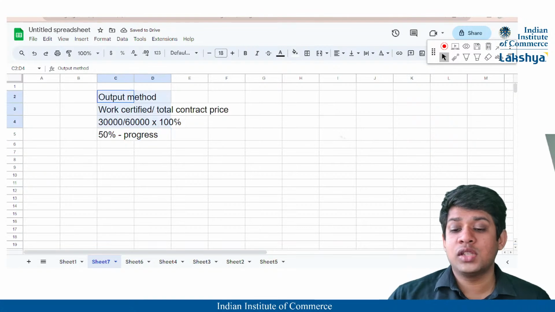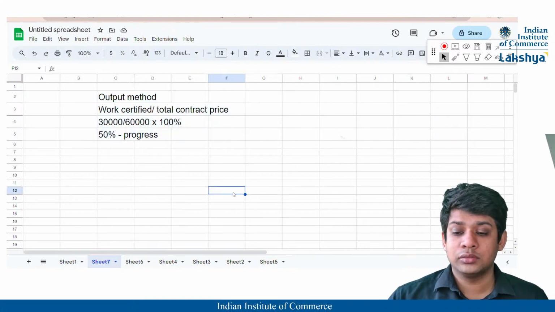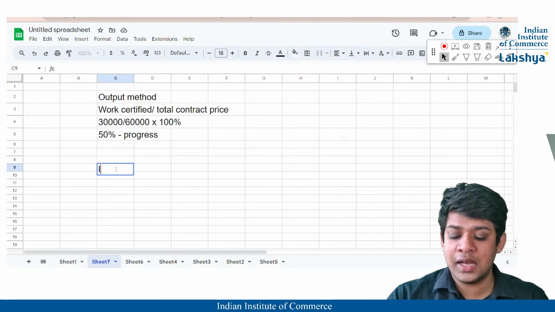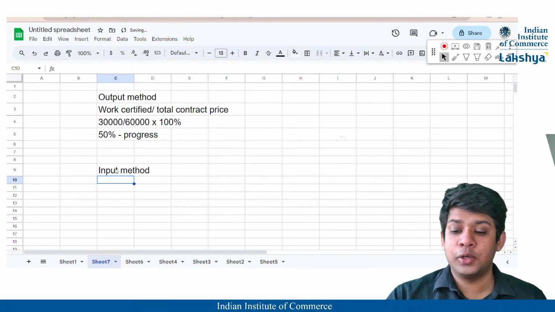50% is your progress using the output method. Okay. So I hope the output method is clear to everyone. Now comes the input method. What is an input method?